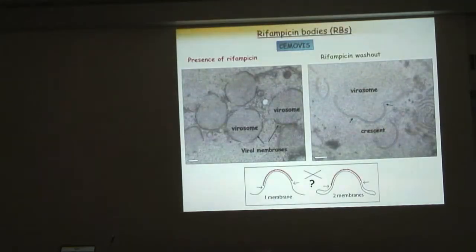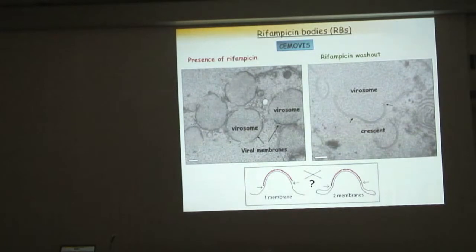And so this is what it looks like in real life. This is rifampicin-treated cells. There is no crescent. You have the virosomes with unstructured membranes. And then when you wash out the rifampicin, you see that now these crescents are made by the assembly of the scaffold protein on the outside.